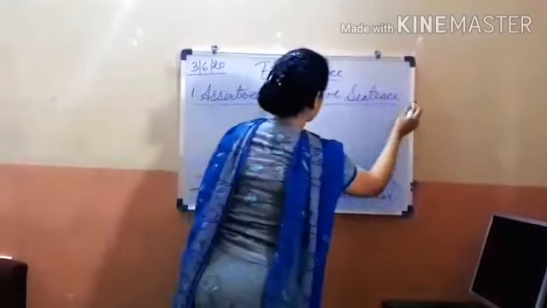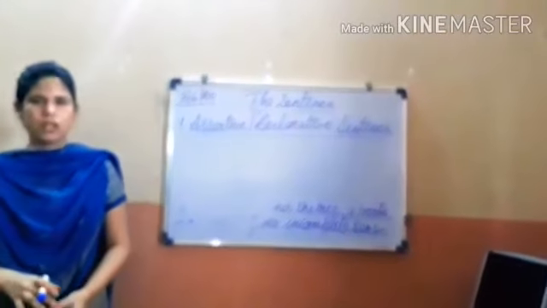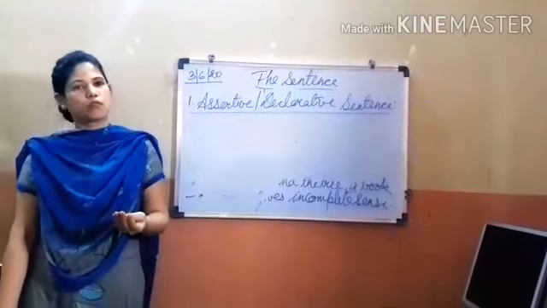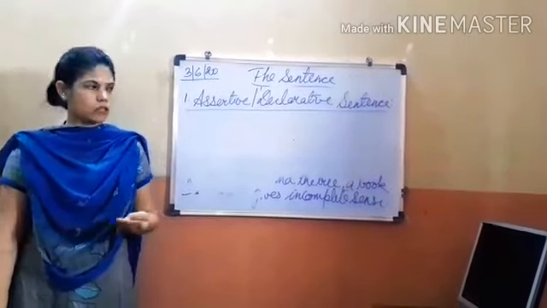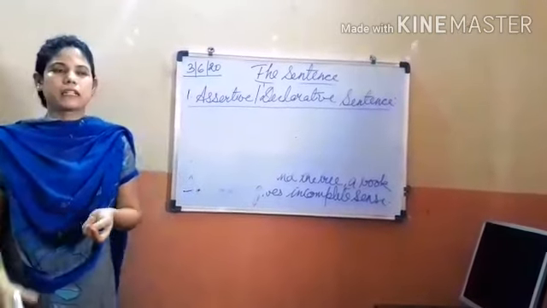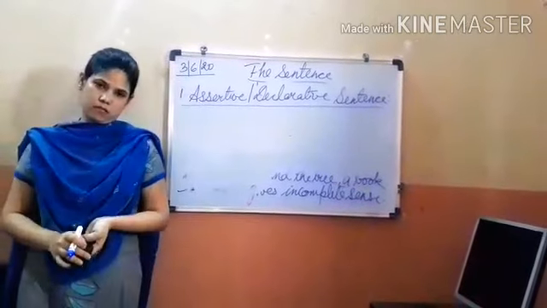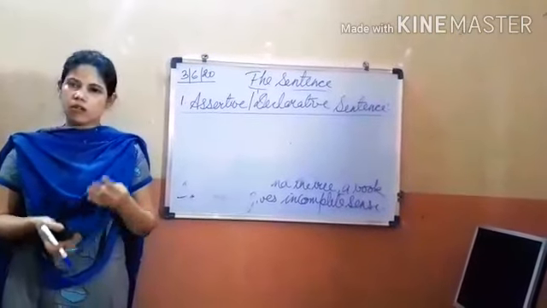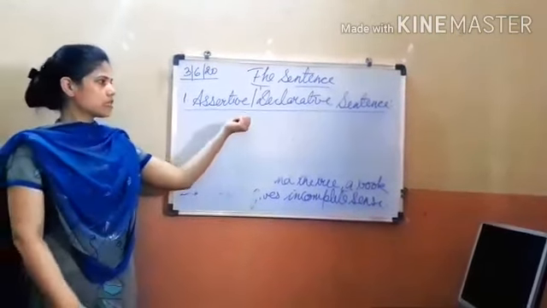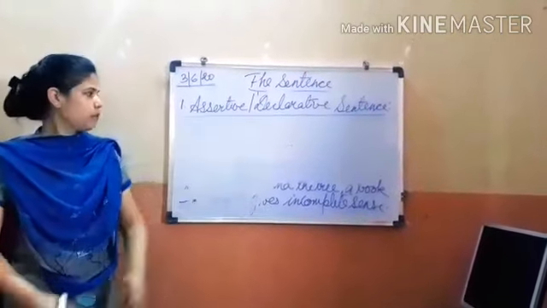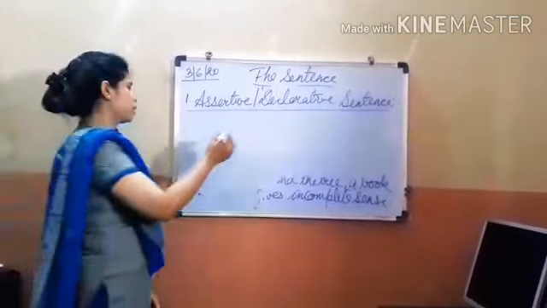Now what is an assertive or declarative sentence? A sentence that gives information about something or someone is called an assertive sentence. Or in simple language you can say that it is a statement form of a sentence. Saying something, declaring something about someone or something. Such types of sentences come under assertive or declarative sentences. I will make it clearer by giving you examples.